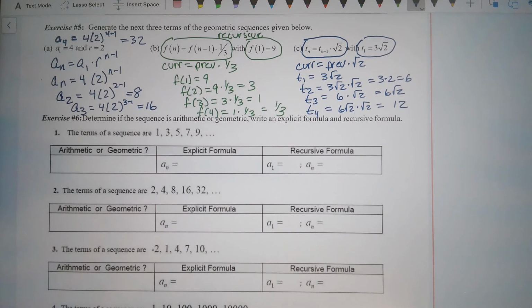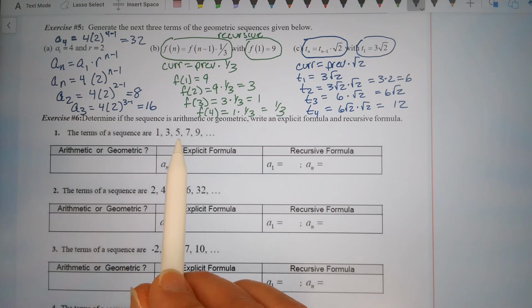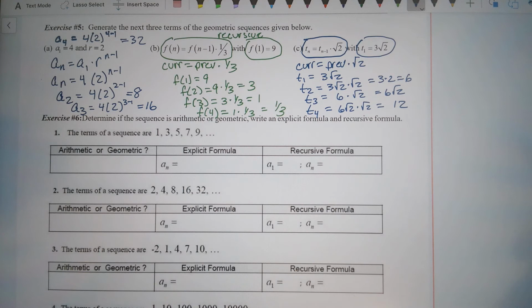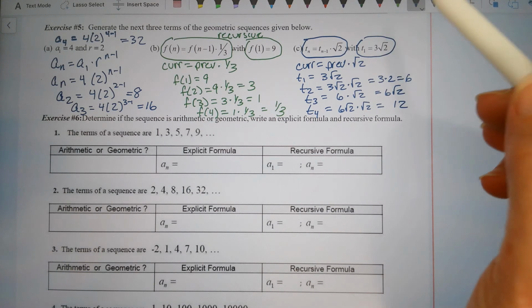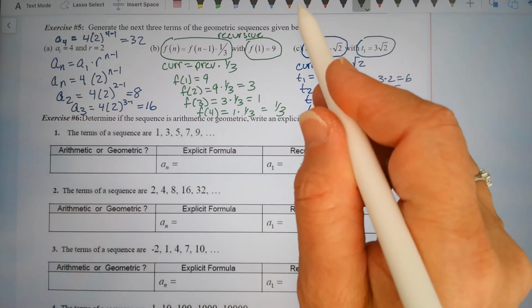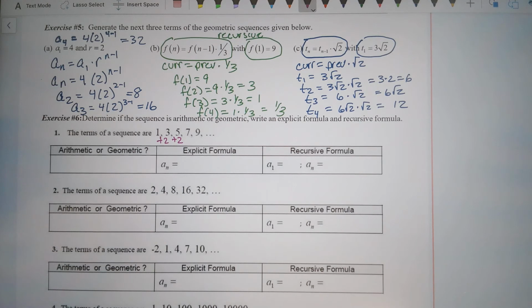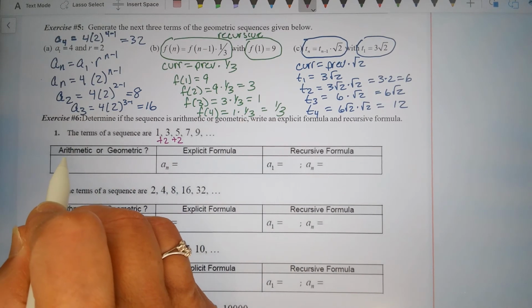Our last exercise is asking us to determine if the sequence is arithmetic or geometric, and then to write an explicit formula and a recursive formula. Okay, so the terms of the sequence are 1, 3, 5, 7, 9. Is there a constant multiplier or a constant addition? What are we doing? We're adding 2. Okay, so this is arithmetic.